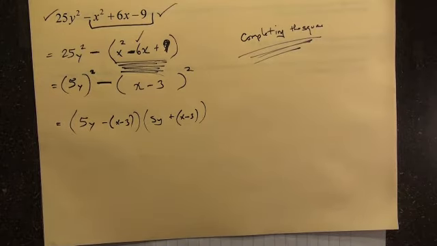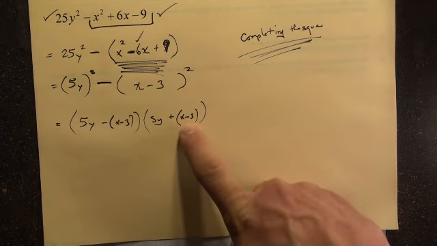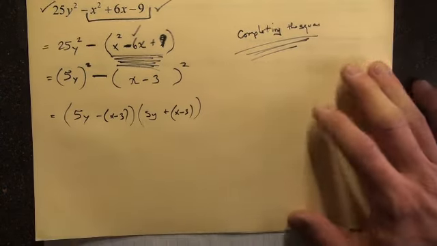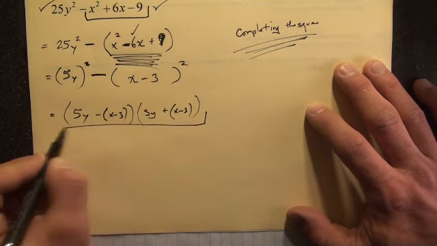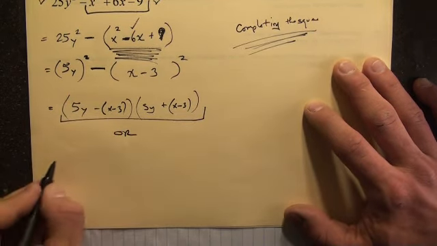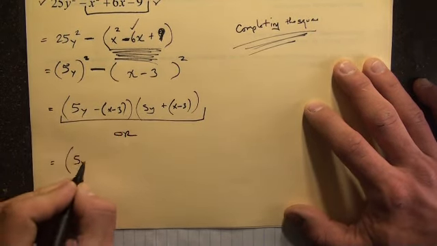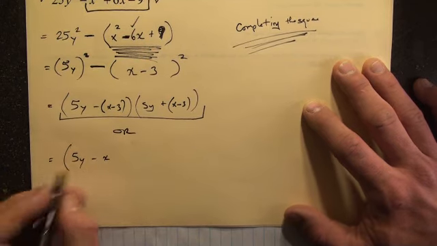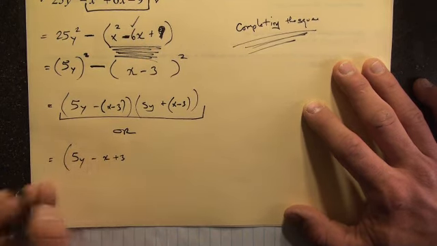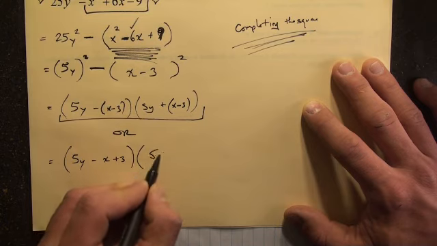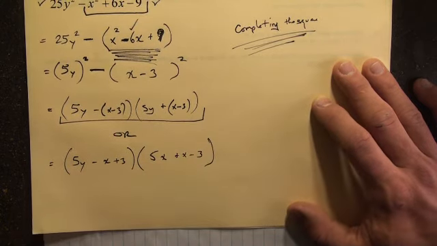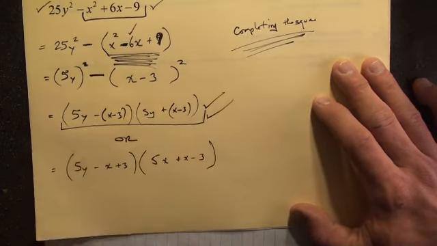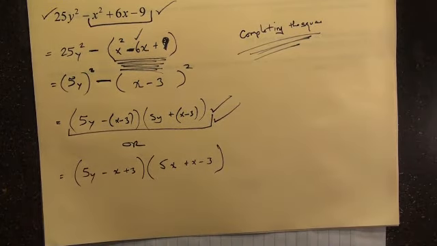Now one of those parentheses is unnecessary. Which one? That one with the plus sign. Because plus signs distributed are the same thing. But the minus sign would be necessary here. So you could actually leave your answer here in the factored form, or you could distribute that minus and put it as 5y minus x plus 3 times 5y plus x minus 3. I prefer this answer as an instructor, but either way is fine.